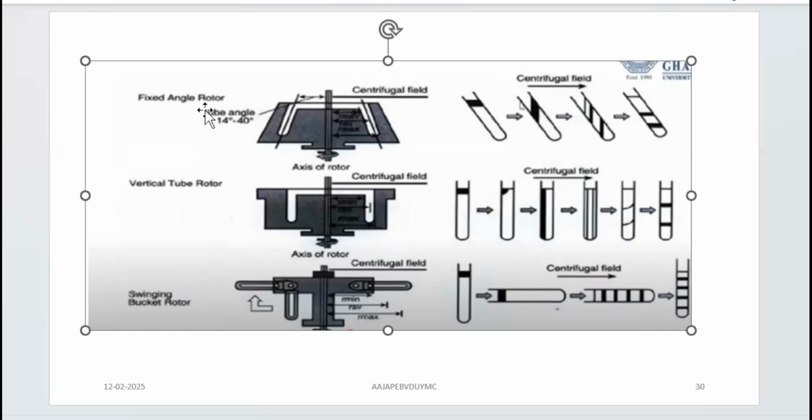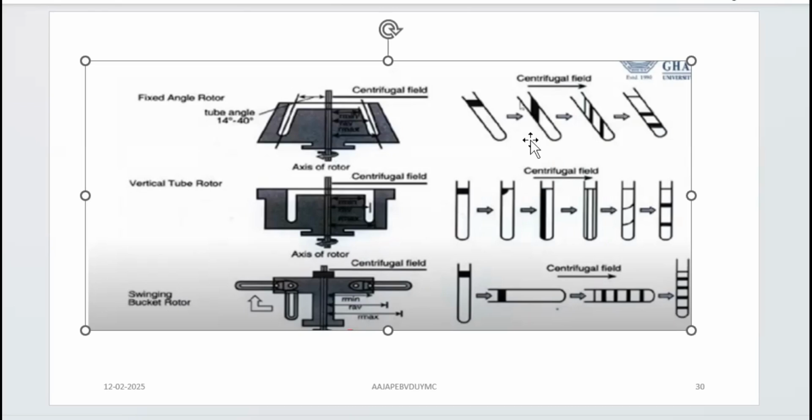So this is the case when you are having a fixed angle rotor. This is the schematic diagram that represents a fixed angle rotor. Here is the sample. As you hold it in position, it is a little tilted, yes, because the tube is at 14 to 40 degrees with respect to the central shaft. So the orientation of the sample is indicated with these lines.